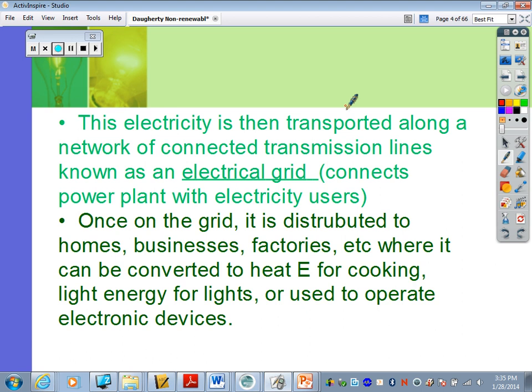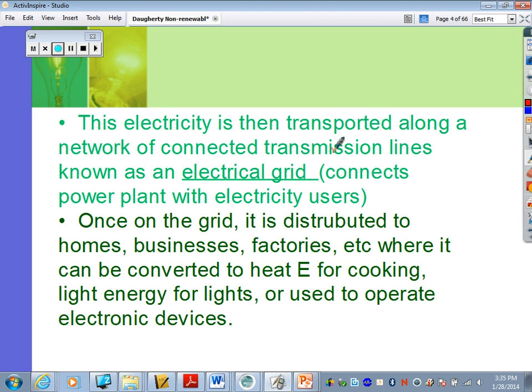Okay, it says this electricity is then transported along a network of connected transmission lines, also known as an electrical grid, which connects the power plant with the users, like us at our houses. Once on the grid, that electricity is distributed to homes and businesses, factories, schools. We can use it as heat energy for cooking. We can use it as light energy in our lights. We use that energy to operate electronic devices. Again, think of all the electrical things that you use in your house.